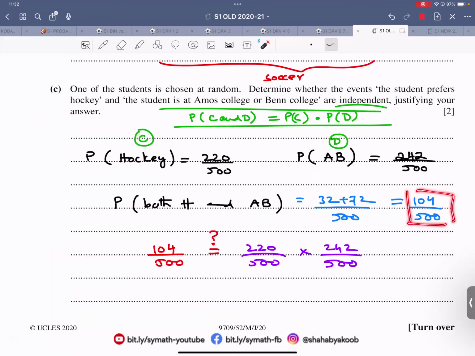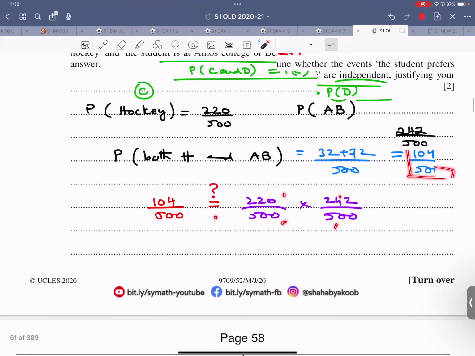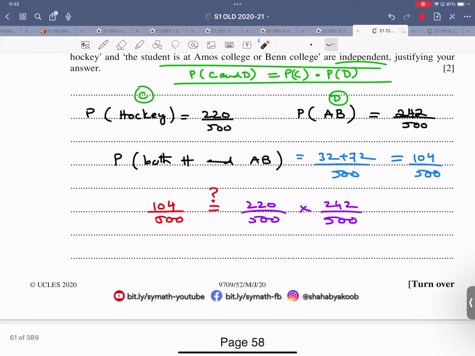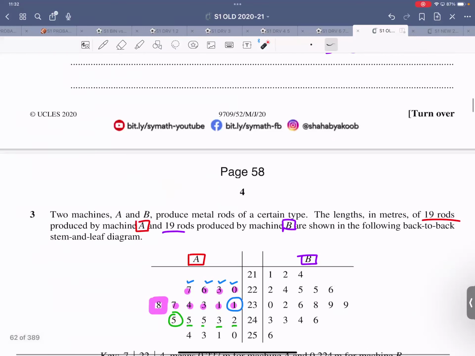Is this value equal to these two multiplying together? I did not multiply it out. I don't think it's equal. So you can just check it. If it's equal, we would say it's independent. If it's unequal, it's not independent.